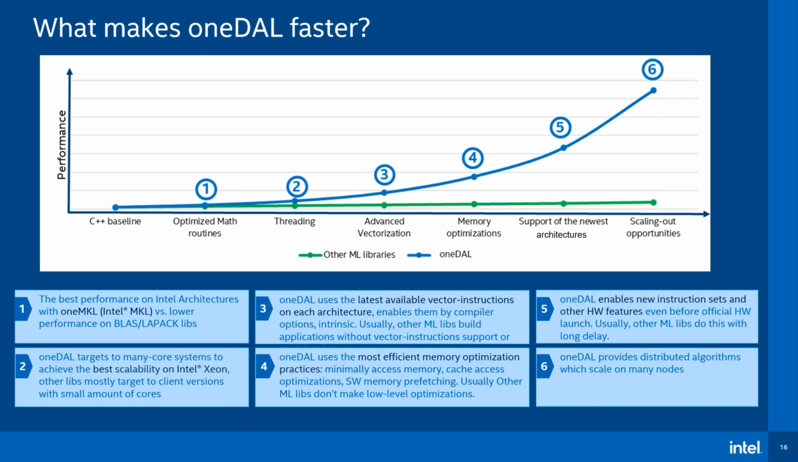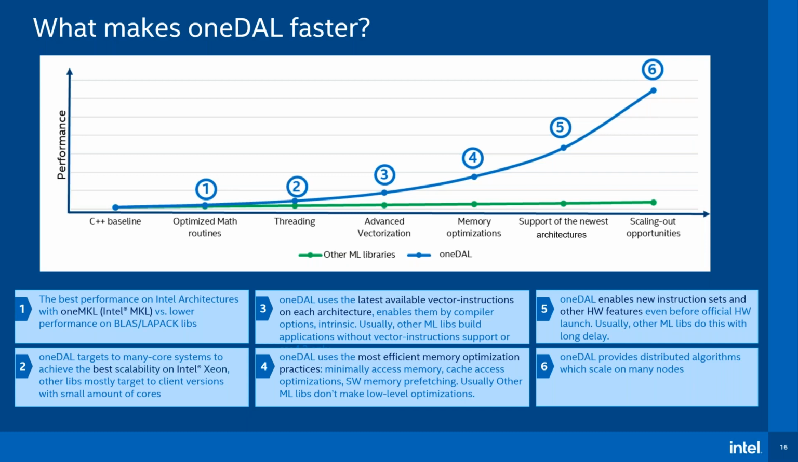These generational advances we see in vector instructions are enabled either by compiler options or intrinsics, and are taken advantage of by these ML library implementations. And in oneDAL, we also do memory optimizations, whether it is accessing memory minimally, better cache reuse, or software memory prefetching where possible. These kinds of optimizations are also very much in tune to get the best performance out of the hardware.